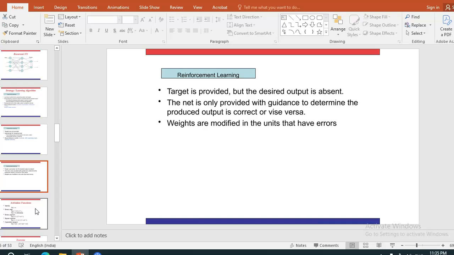And finally, we have reinforcement learning. The target is provided, but the desired output is absent. So the net is only provided with guidance to find out whether the produced output is correct or not. So weights are modified in the units that have errors. The network will get merits or demerits. If it is finding correct, that comes under merits. If it is not correct, that comes under demerit. That means reward as well as penalty. So feedback or errors can be given to update the weights to improve the training, that is, the learning parameters. Then finally the learning will happen. That is nothing but reinforcement learning.